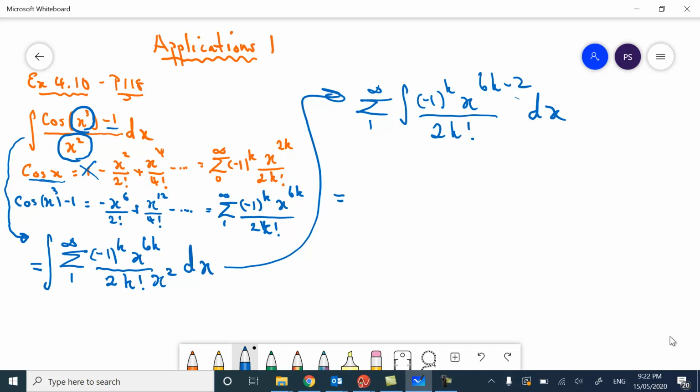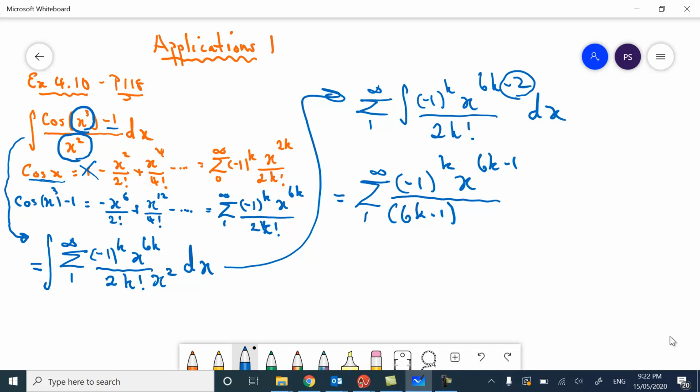And now let's do that integral, which just means adding 1 to this power and dividing by that same power. So this becomes the sum from 1 to infinity of minus 1 to the power of k, x to the power of 6k minus 1, because I've had to add 1 to that, and then I divide by that, which is going to be 6k minus 1 times 2k factorial.